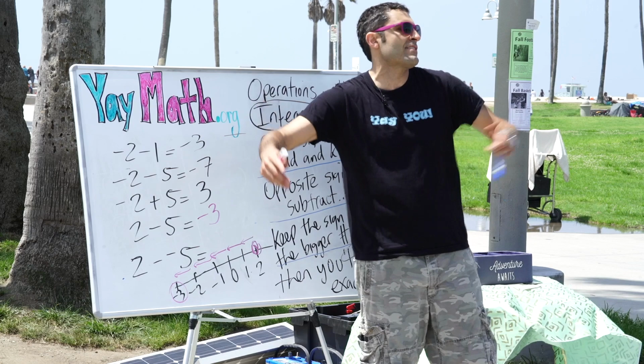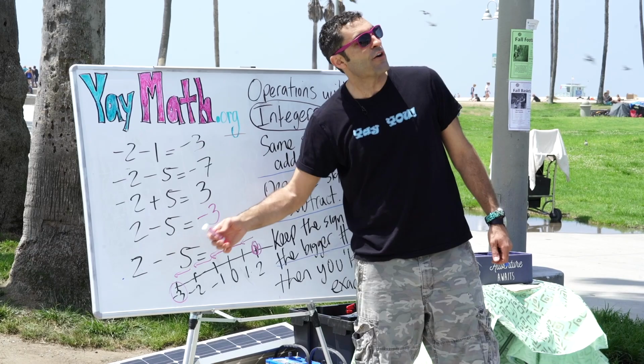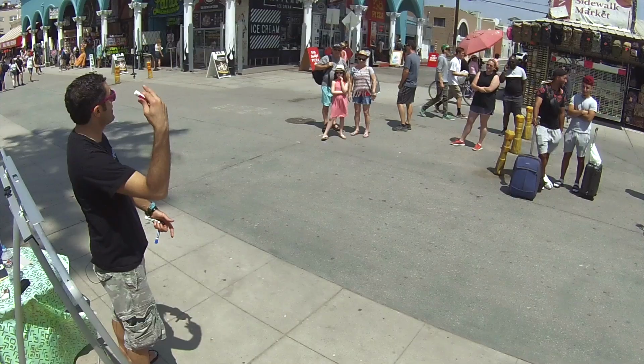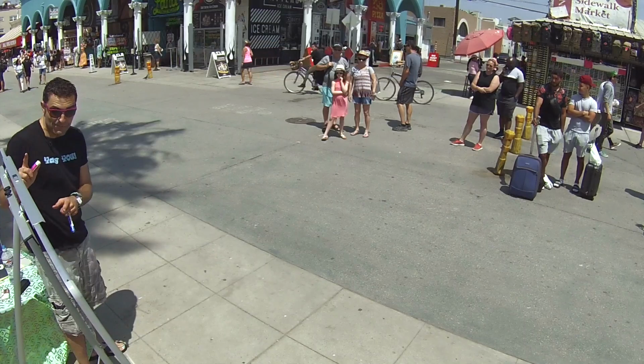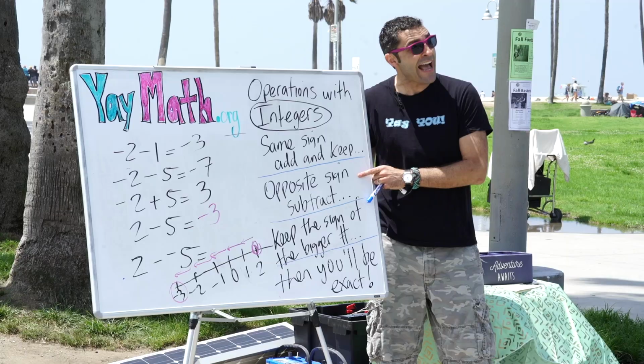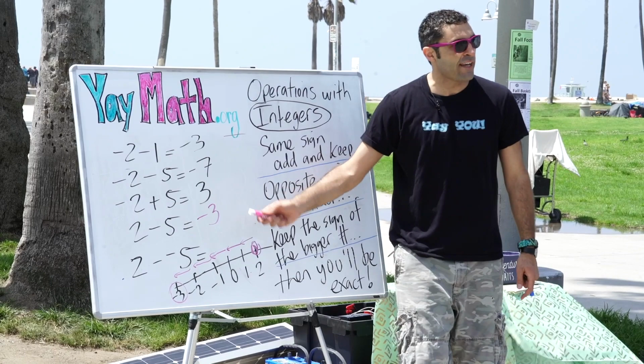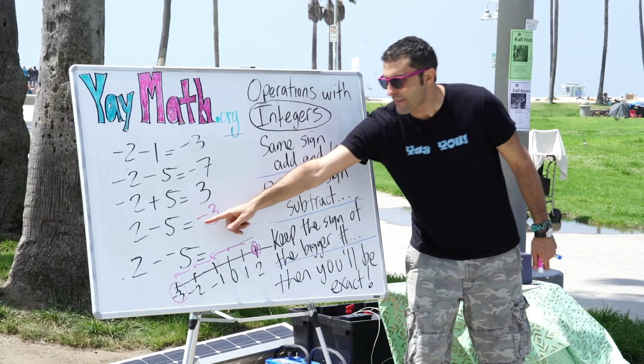So if you start at 2 and you go 5 less, 2's more than 5, same sign, add and keep, opposite sign, subtract. So what's 5 minus 2? 3. Keep the sign of the bigger number. In this case, 5 is the bigger number, and then you keep that sign. Okay, so this is 2 minus negative 5.